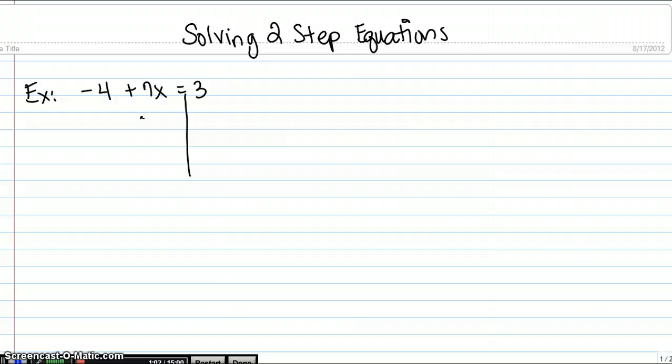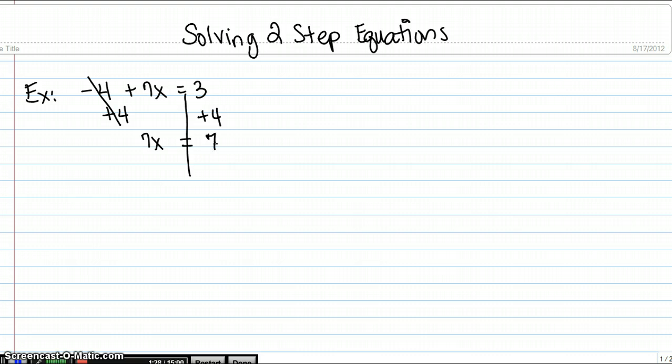In the last video, remember I said that if it says -4, it's like saying plus -4. So we would have to do the opposite of -4. We would add 4 to both sides of the equation. When I do that, -4 plus +4 is 0, and you're left with 7x on this side. Bring down your equal sign. 3 plus 4 is 7.